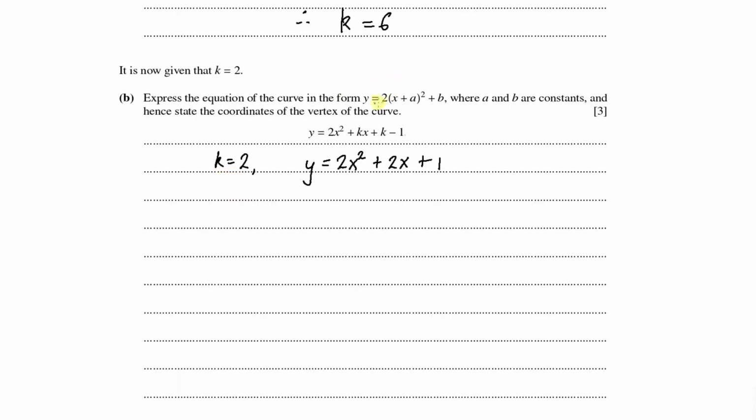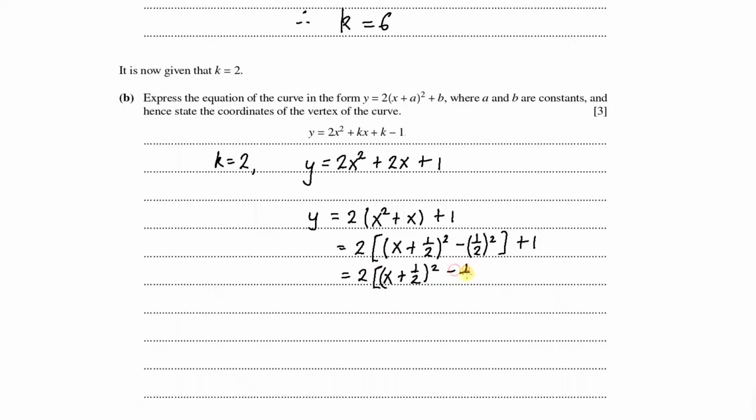To express it in this form, we have to complete the square. So to complete the square, I'll go y is equal to, then I'll factor out the 2. So that will be 2 of x squared plus x. I'll have the 1 remain here. So this will be 2 of, then I complete the square. So I open up my bracket, then that's x plus half of the coefficient of x. The coefficient of x is 1, so half of that is just a half. Then that's squared. Then I subtract that half squared. And that's plus 1.